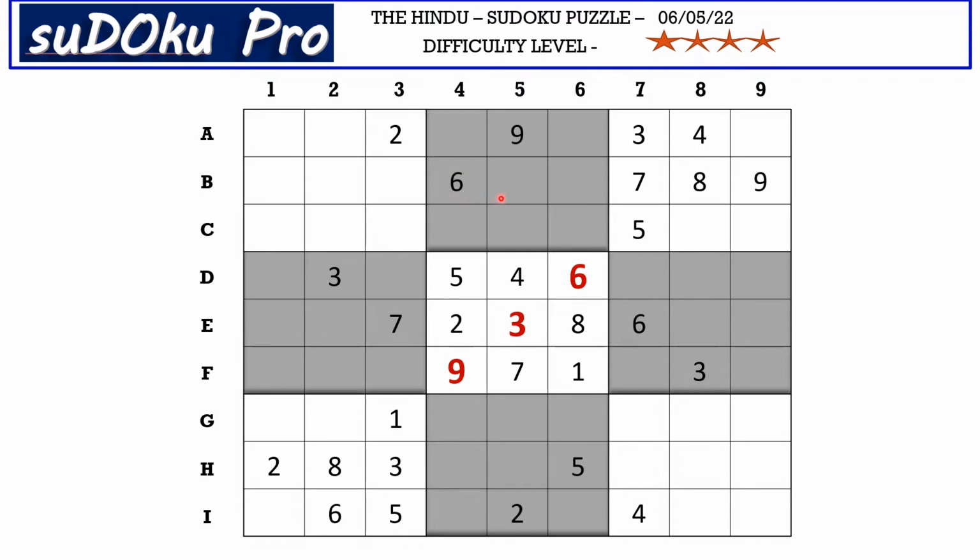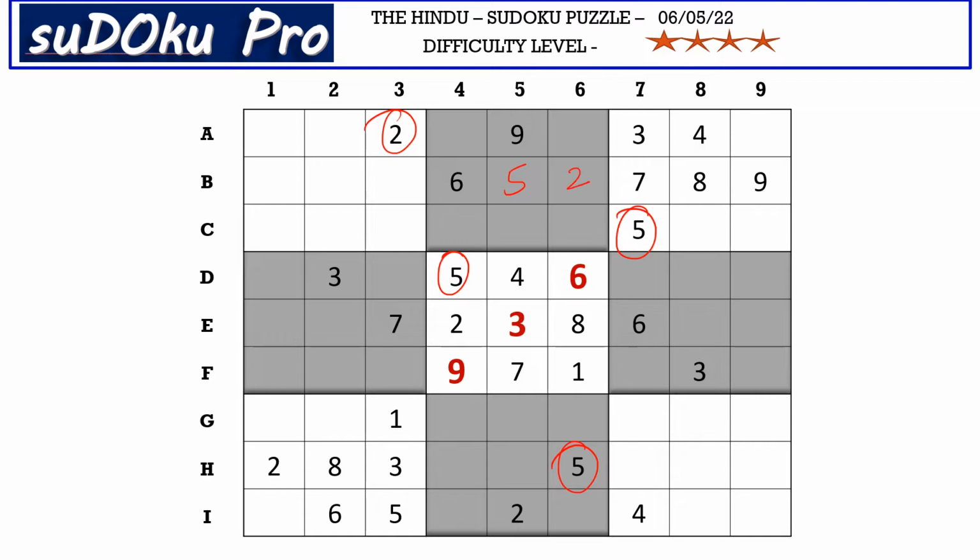There is a 5 here in column 4 and a 5 here in column 6, which blocks these two columns. Now 5 goes here in one of these two cells. There is a 5 here in C row which blocks this cell. So B5 takes 5. Now in B row there are only 4 empty cells and these 3 cells are blocked by this 2. So B6 takes 2.